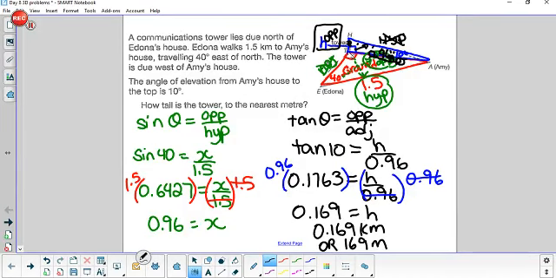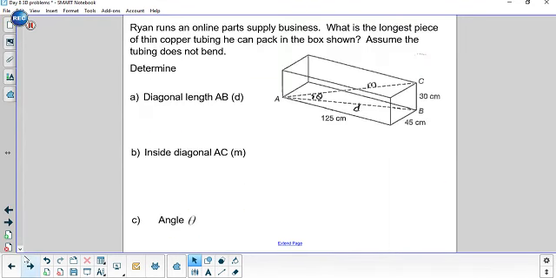The question asks us for meters. And what we know is that there are 1,000 meters in a kilometer. So if we multiply that by 1,000, you would get 169 meters. So if you can picture the two drawings and realize that one is upright and one is on the ground, the idea is still the same. We're finding the common side, which then allows us to find the missing piece that we were looking for. So let's look at another one.